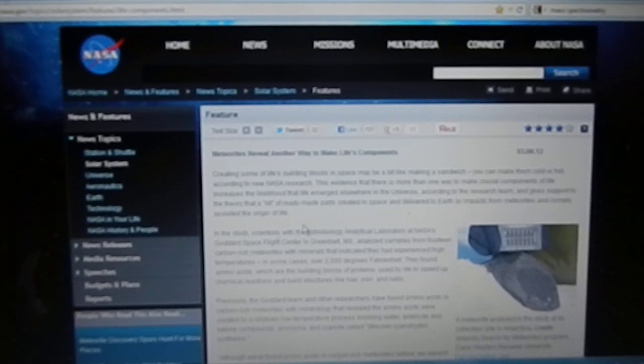Creating some of life's building blocks in space may be a bit like making a sandwich. I like sandwiches. You can make them cold or hot according to new NASA research. This evidence that there is more than one way to make crucial components of life increases the likelihood that life emerged elsewhere in the universe, aliens, according to the research team, and gives support to the theory that a kit of ready-made parts created in space and delivered to Earth by impacts from meteorites and comets assisted the origin of life. So if it's possible that that happened here, I'm sure it's possible it happened somewhere else too.